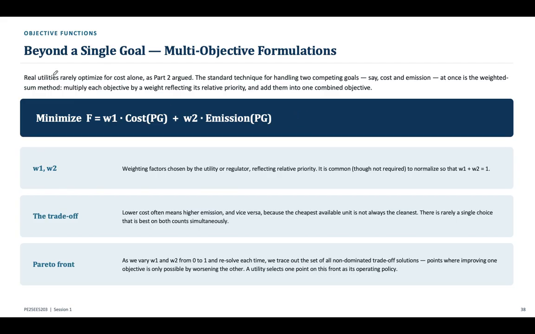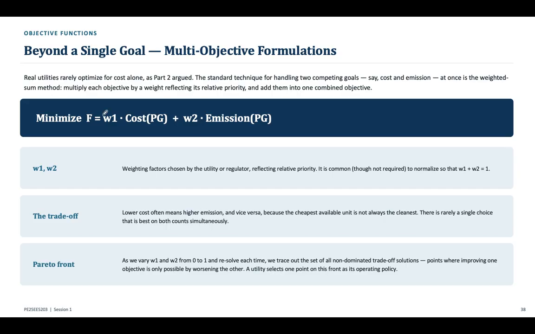Well, beyond a single goal, there are multiple objective formulations, because real utilities are rarely optimized for cost alone. The standard technique for handling two competing goals, say cost and emission, at once is the weighted sum method. Multiply each objective by a weight reflecting its relative priority and add them into one combined objective. So we are not dealing with only one objective of just minimizing the cost, but also minimizing the emission, or technical objectives like voltage stability or losses. We will try to have multiple at once.